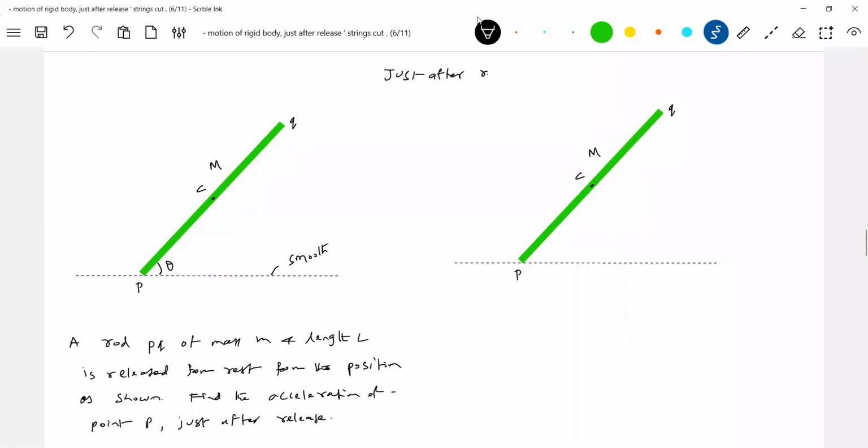Just after release, the point P will not bounce up. Is it okay, that bounce up? So therefore, acceleration of point P along y-axis is 0. Okay, this is enough for me to solve the problem. Now, about what point will it rotate? Again, there's one more big headache, no? If it rotates about point P and will not bounce up, or will it go into the ground?